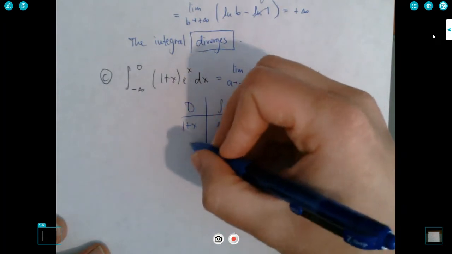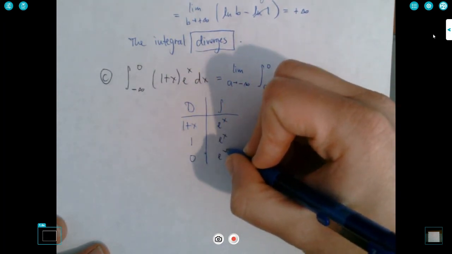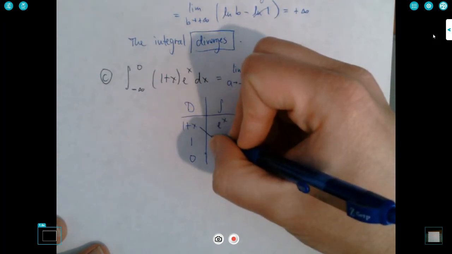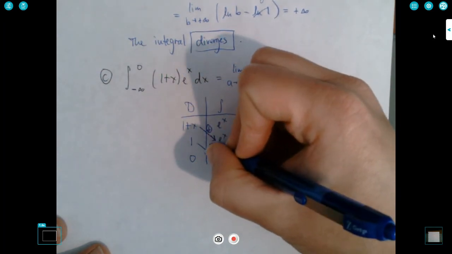Okay, so this is going to go to 1 and then 0, right? It doesn't even take that long. That's going to be plus. That's going to be minus.